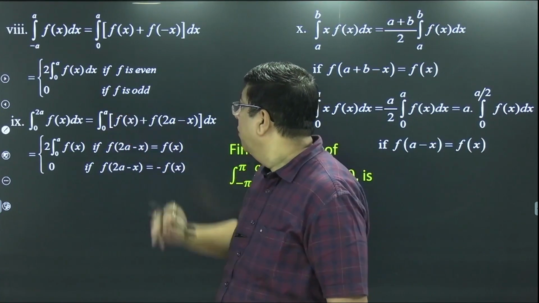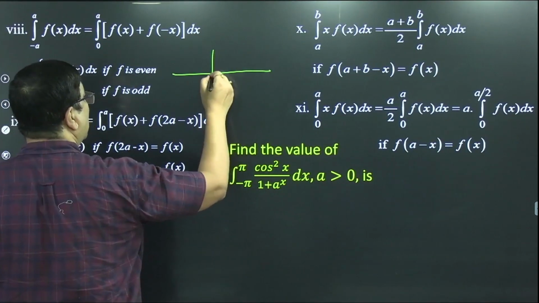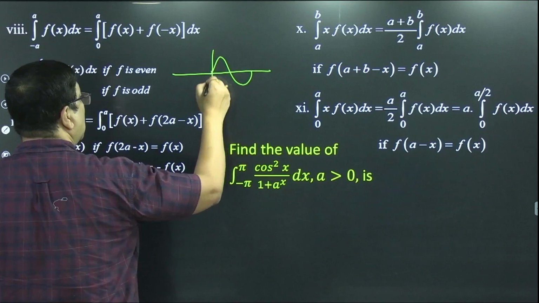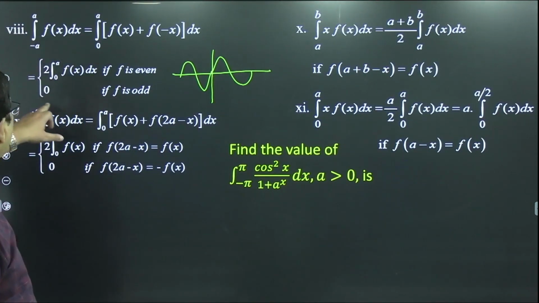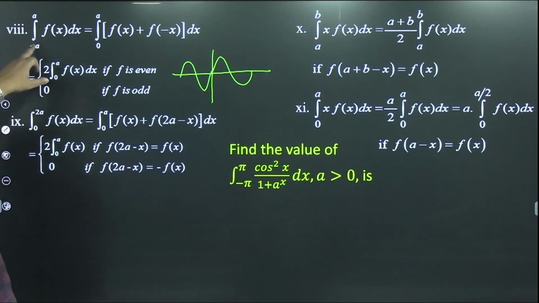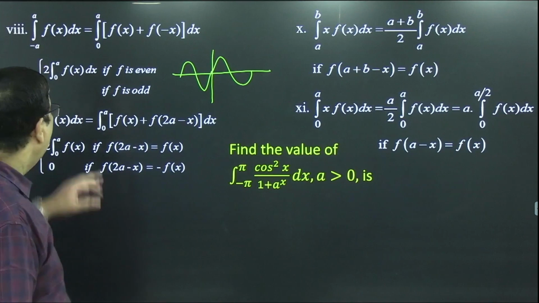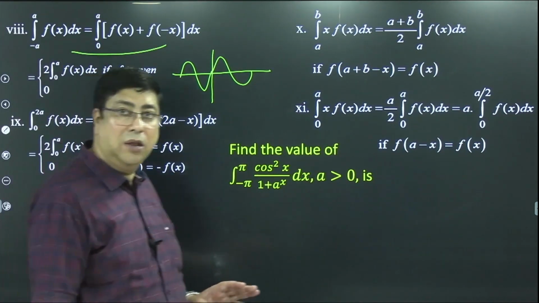And for an odd function, we know that an odd function is symmetric about the origin, so the upper part is cancelled by the lower part. That is why for an odd function the integral from minus a to a of f(x) dx comes to be 0. And remember one thing, I am showing you one application of this property. Under what condition can we use this property?